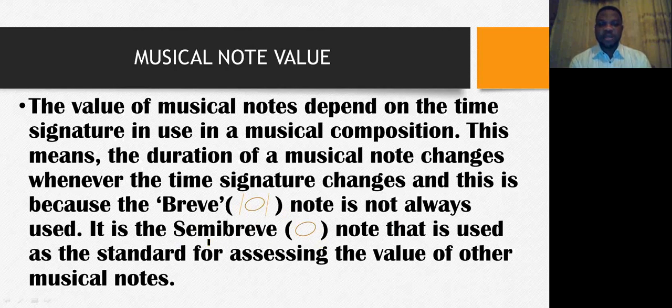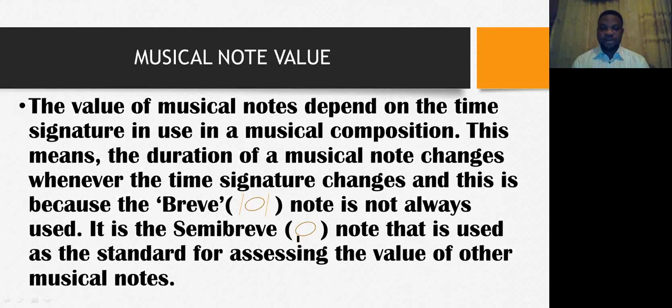It is the semi-brief note that is used as the standard for assessing the value of other musical notes. Any musical note you put together, whether crotchet or others, they all draw their value from this musical note, the semi-brief. Whatever value is given to the semi-brief is what goes down to the other smaller musical notes. So that is the reason why musical notes change in their values anytime the time signature changes.